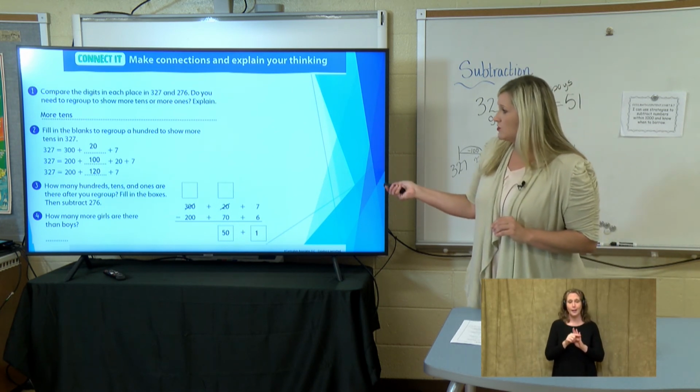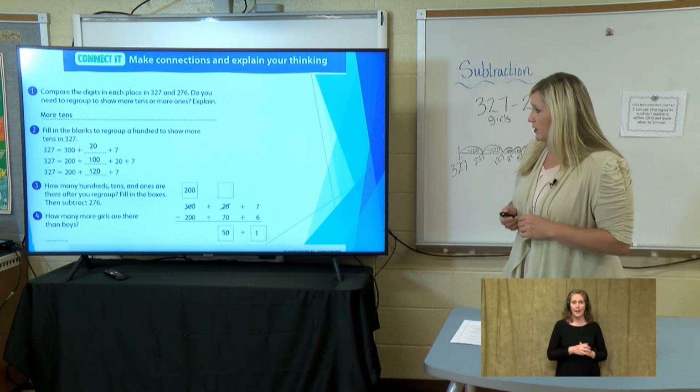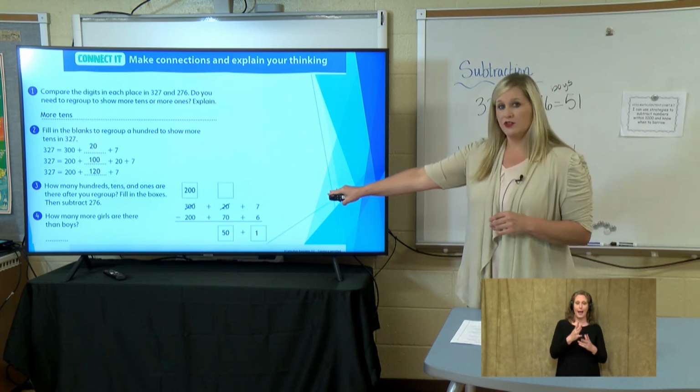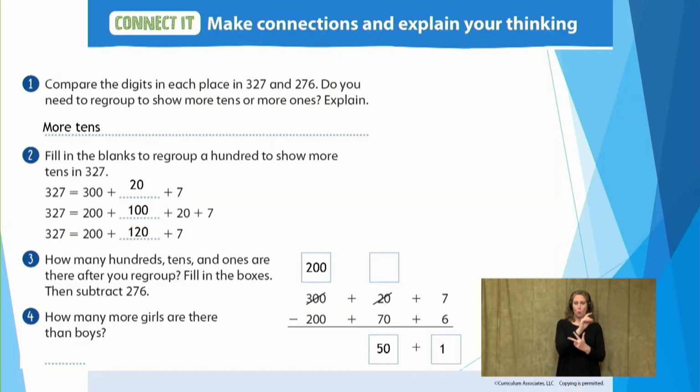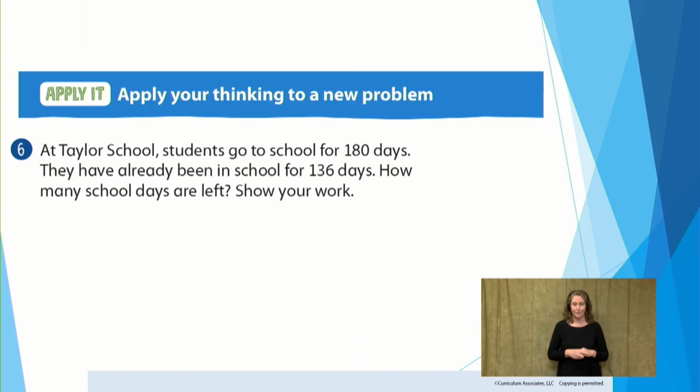So how many hundreds, tens, and ones are there after you regroup? Well, we took away 100, and we ended up with 200s. Then we added that 100 over here in our tens place, and we ended up with 120. So then we were able to take 70 away. So we ended up with 50 plus 1, which is 51. So that is another way, when you write out your numbers like that, to show how to solve the problem.